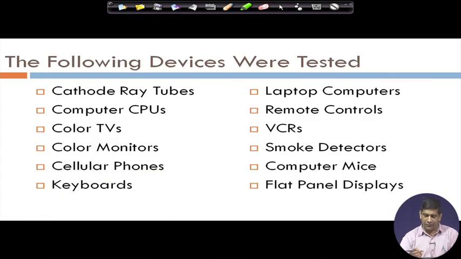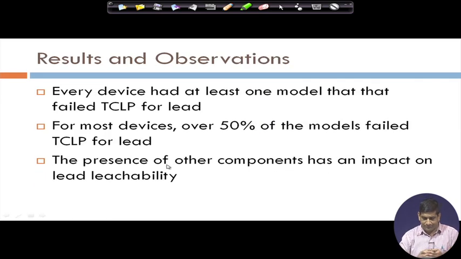It was done on cathode ray tubes, computer CPUs, color TVs, color monitors, cell phones, keyboards, laptops, remote controls, VCRs. At that particular time, whatever was there in the e-waste stream, whatever different things were present, it was done on all of them, including the cellular phones. So what was found? It was found that every device had at least one model that failed TCLP for lead.